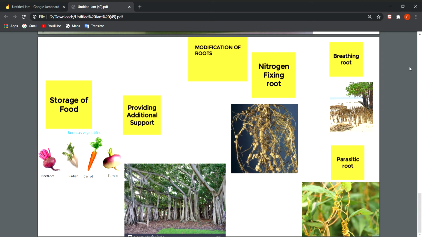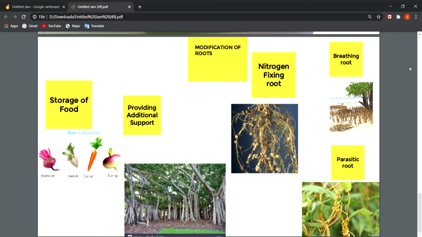Then some plants fix nitrogen for the plant. Plants like peas, beans, groundnuts and other pulses like moong and urad have small swellings on their roots, which are called root nodules. These root nodules contain rhizobium bacteria that fix atmospheric nitrogen in the soil in the form of simple nitrogenous compounds and thus make the soil fertile. All the plants that contain root nodules are called leguminous plants.